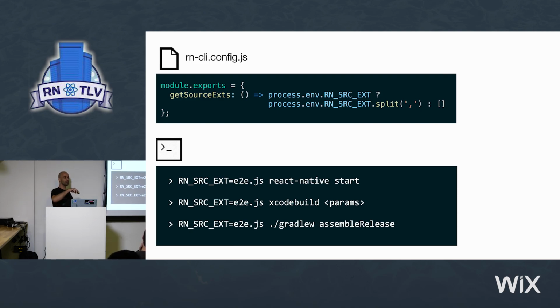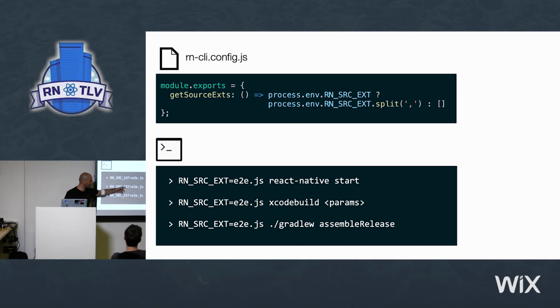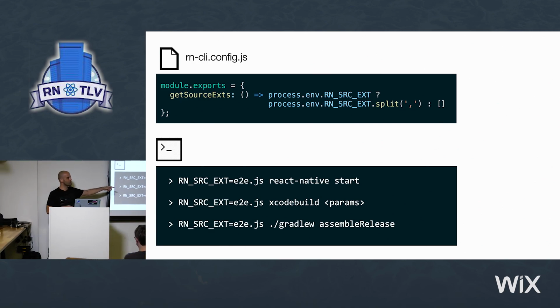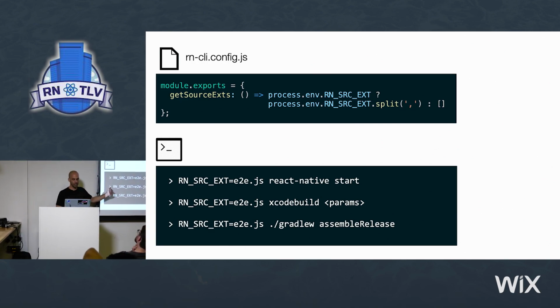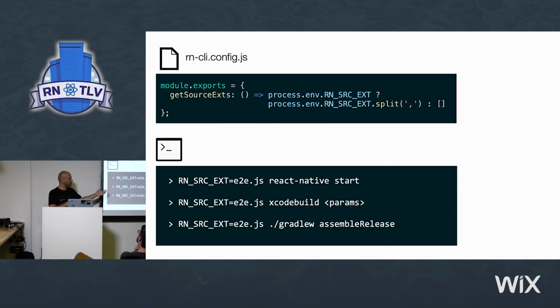rncliconfig.js to the root dir of your React Native project and just defining get source extensions will provide any given source extension over the default one. So just by triggering each of those three commands here with this environment variable, it will take e2e.js before, it will just prefer e2e.js on JS files. So instead of bundling in those endpoint.js, it will just bundle endpoint e2e.js.